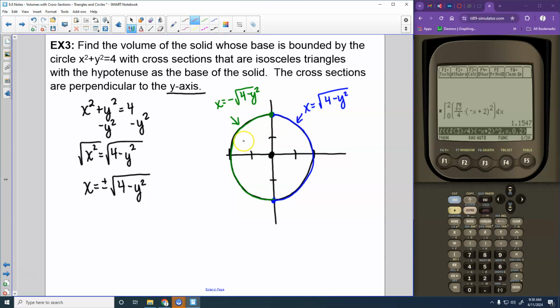And we're going to be doing cross sections that are perpendicular to the y-axis. So, if I let this side right here be s, how would we find s? What would it be?